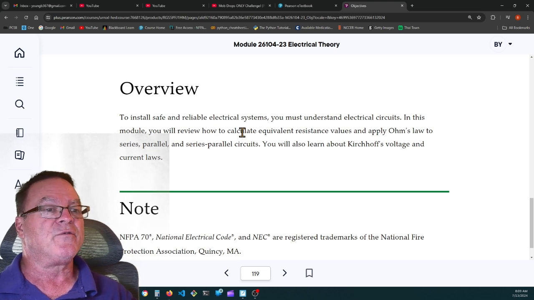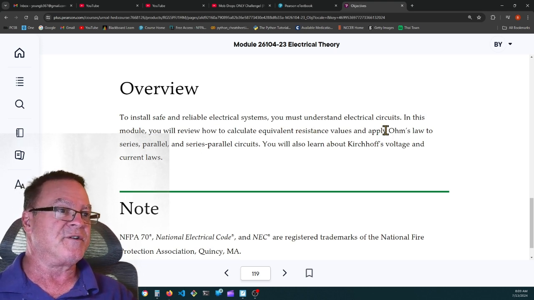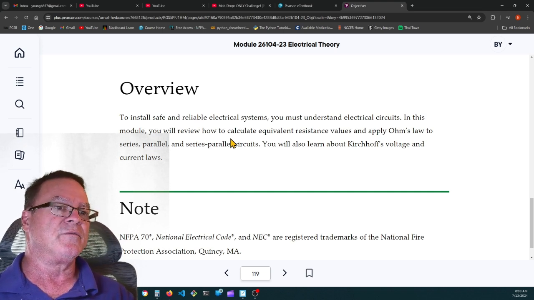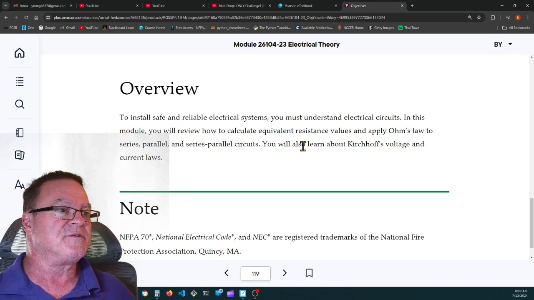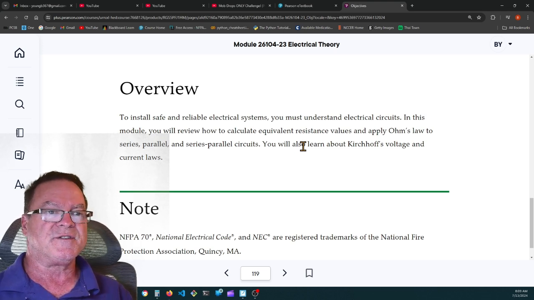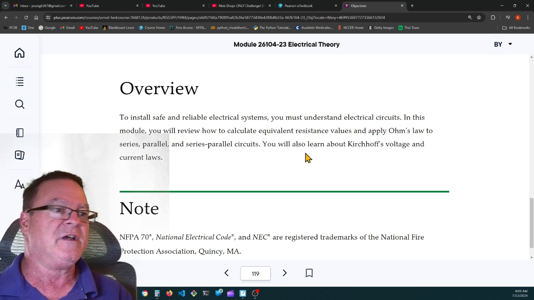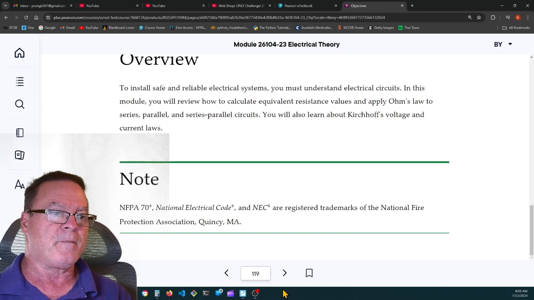To install safe and reliable electrical systems, you must understand electrical circuits. In this module, you'll review how to calculate equivalent resistance values and apply Ohm's law to series, parallel, and series parallel circuits. You'll also learn about Kirchhoff's voltage and current laws.